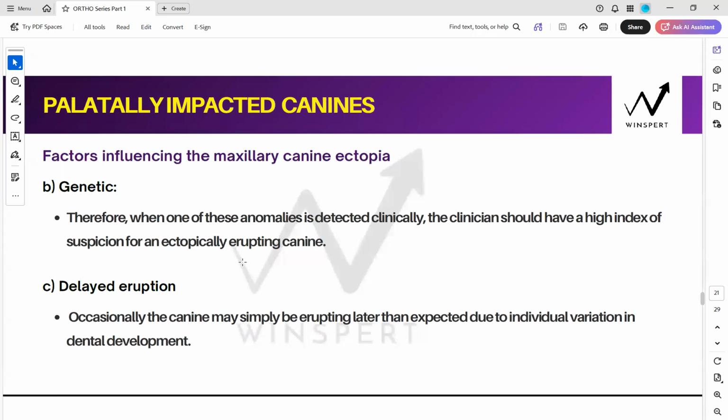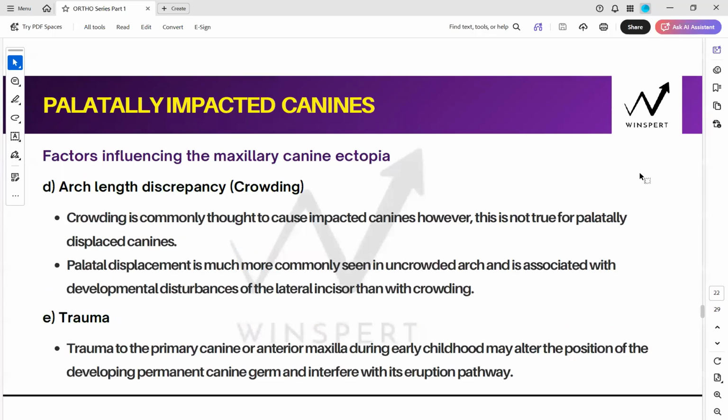Another cause is delayed eruption, right? But you have to rule out with your x-rays if there is any pathology, any cyst, or any other tumor which is present and delaying its eruption. Another reason for impaction can be arch length discrepancy, which is crowding, right? Crowding is commonly thought to be a cause of impacted canines, but it is not true for palatally impacted canines. If crowding was present, the canine is most likely to erupt ectopically buccally.